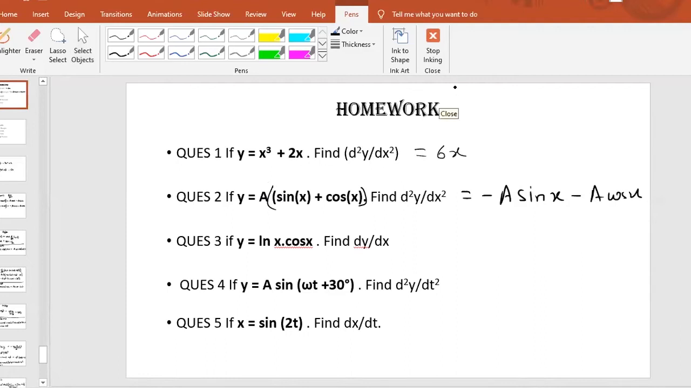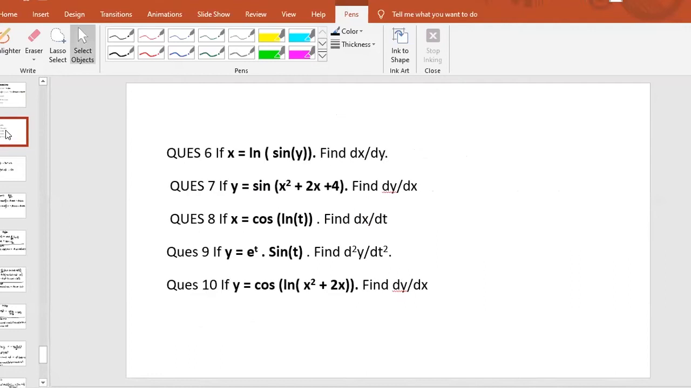Differentiation of e power t is e power t itself. e power t, e power x, whatever is there, it would be the same. I will show all the slides in the last 10 minutes.